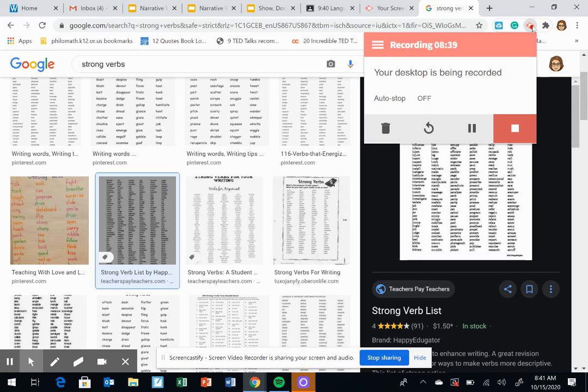So I'm going to ask you guys to have this done by next Tuesday. So go in there, change at least 3 of your verbs, and make sure that your changes are in red font.